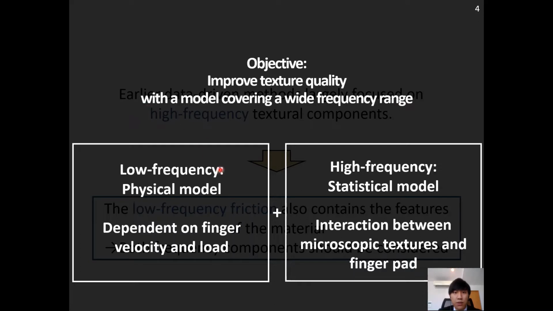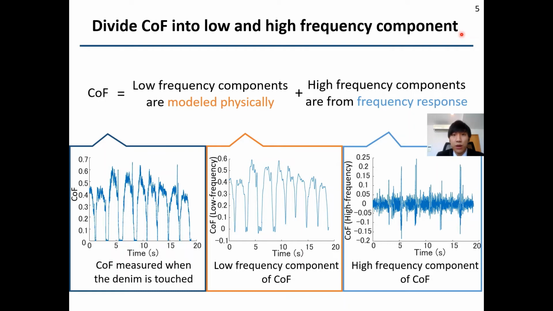One of them is a physical model for the low-frequency component, and the other is a statistical model for the high-frequency texture component. We measure the coefficient of friction while a finger slides on a texture. Then, the coefficient of friction was divided into low and high-frequency components. For example, the left figure shows a coefficient of friction of denim. The central and right ones show its low and high-frequency components.